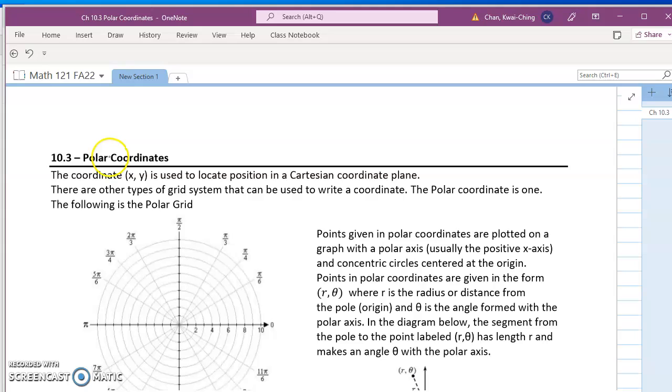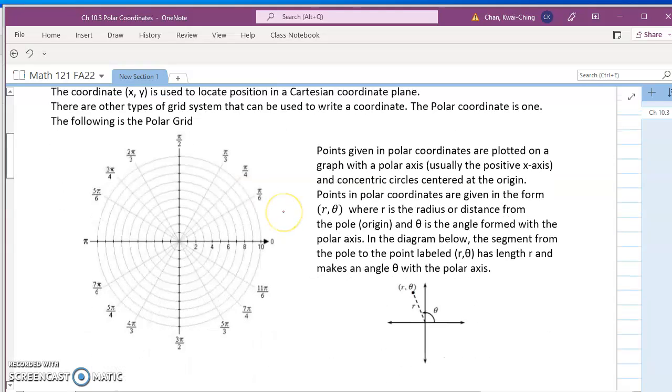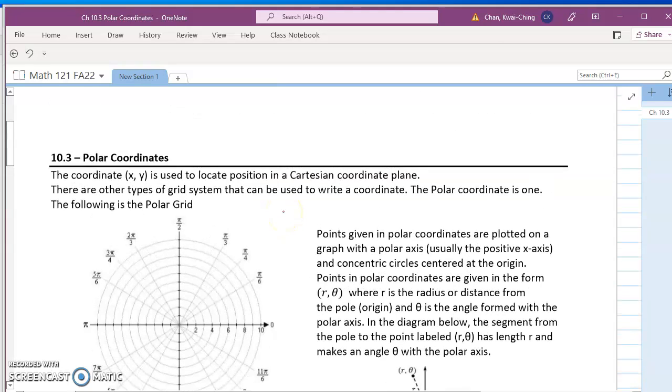10.3, the topic is polar coordinates. We introduce a new way to identify points in space and also identify a function or equation that can be plotted in space. And when we say space, we're not talking about 3D space, but 2D planes.